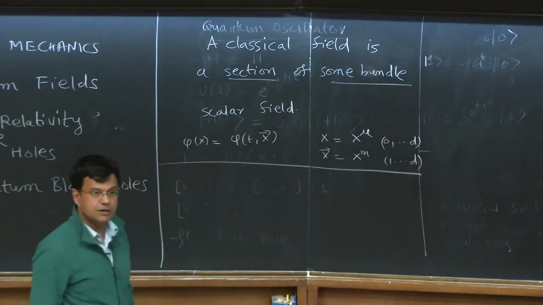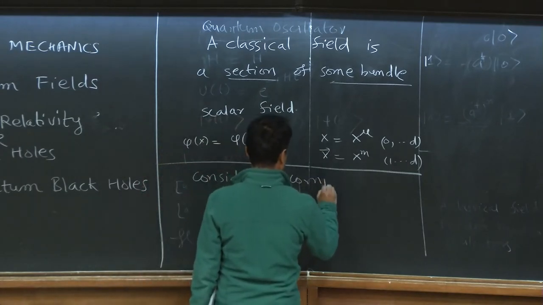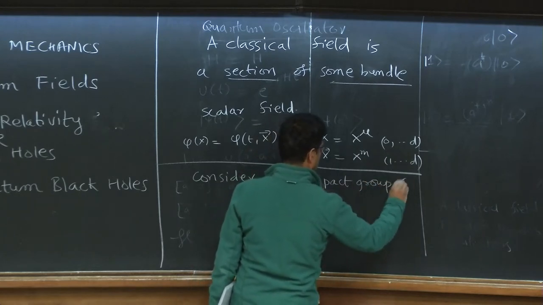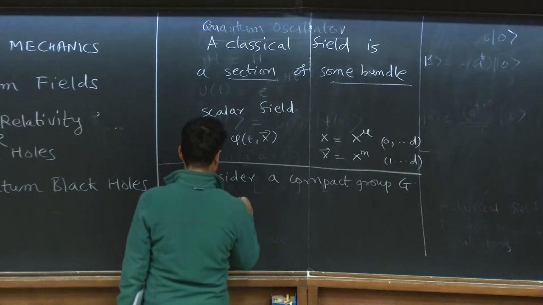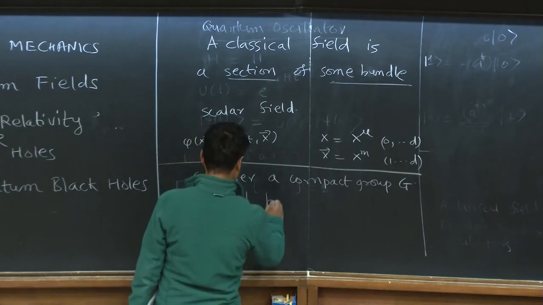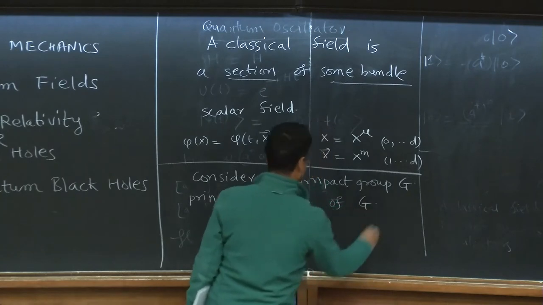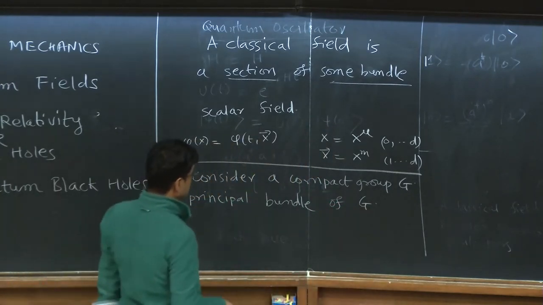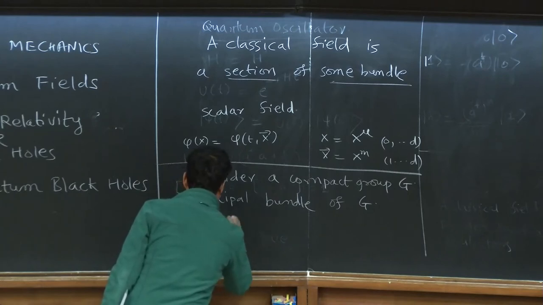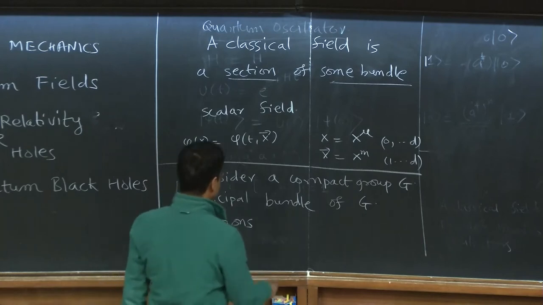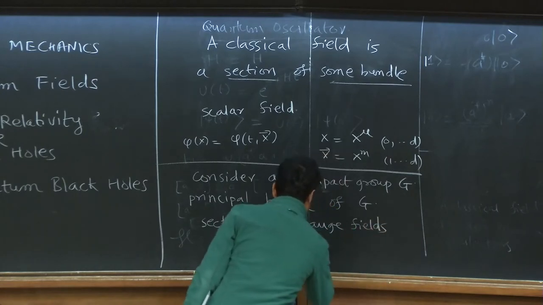In fact, you can have a more general bundle. You can have some other compact group G, and you can consider, for example, the principal bundle of G. The sections of this bundle you can also consider, and these are called gauge fields of group G.